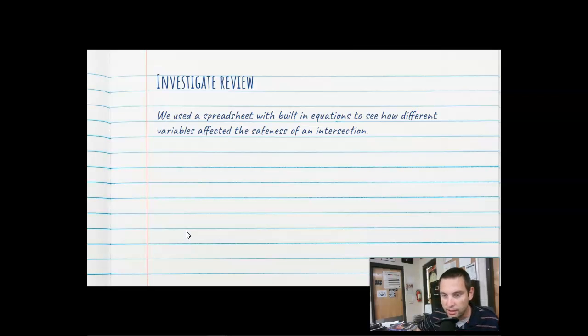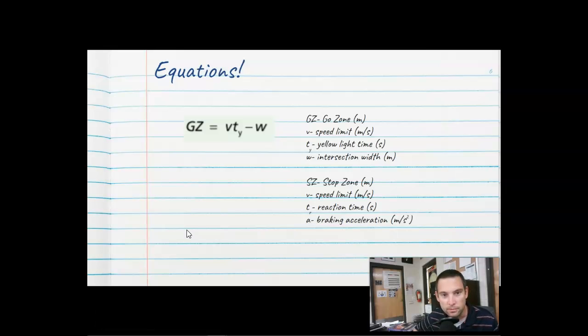In the investigate, again, we used a spreadsheet with built-in equations to see how different variables affected the safeness of an intersection. And those built-in equations we found out were this. The go zone equals the speed limit times the yellow light time minus the intersection width. And the stop zone equals your speed limit times your reaction time plus the speed limit squared divided by 2 times our braking acceleration.